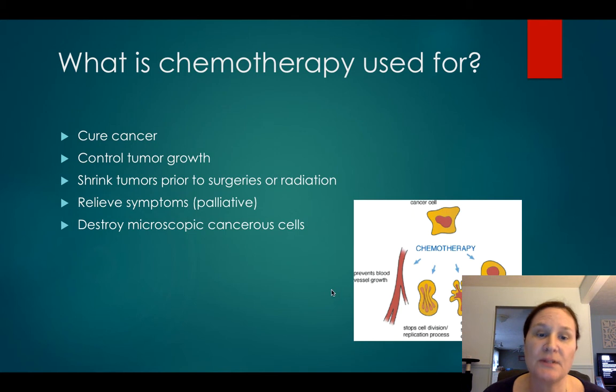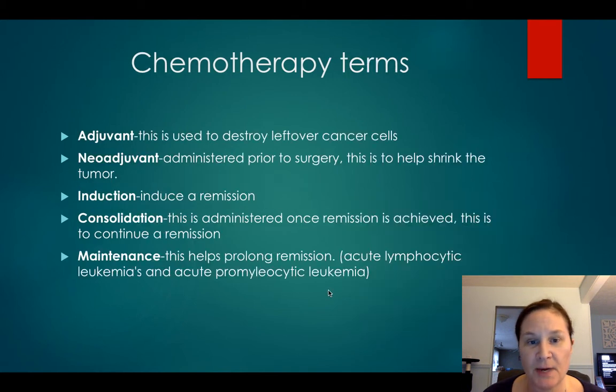We're going to go into different types of chemo too, but prior to that, we're going to go over some chemotherapy terms. You may have heard the word adjuvant, and this is used to destroy leftover cancer cells. For instance, if a patient had breast cancer and had a mastectomy, the providers may be worried that there's still some cancer cells floating around. So they're going to use chemotherapy to get rid of anything that's left over.